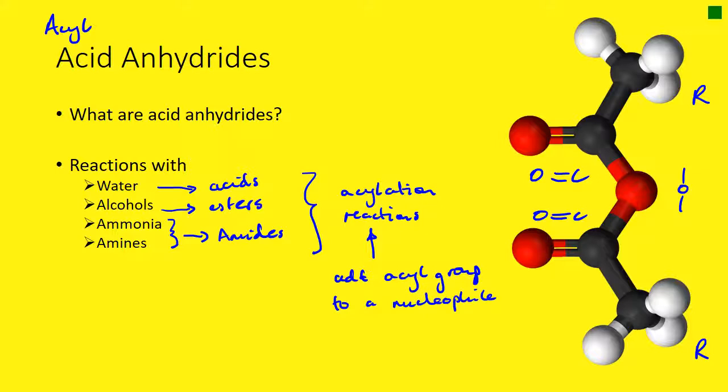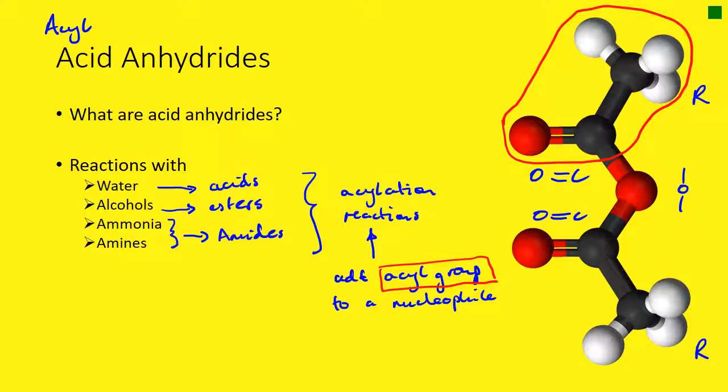Let's just explain what an acyl group is. An acyl group is this bit of the molecule here that I'm circling. So it's the alkyl group plus the carbonyl group. It's called an acyl group. And essentially with all these reactions, we're just adding that bit of the molecule to our nucleophile, which before was water. Was it water or was it ethanol? Ethanol, I think we used.